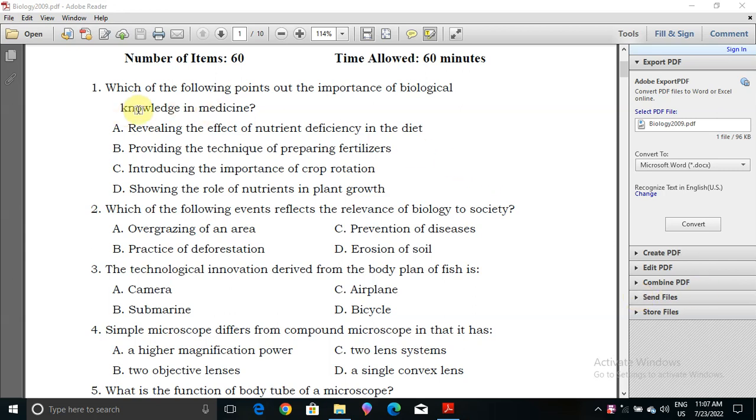It says, which of the following points out the importance of biological knowledge in medicine? Revealing the effect of nutrient deficiency in the diet, or providing the technique of preparing fertilizers, or introducing the importance of crop rotation, or showing the role of nutrients in plant growth. So the correct answer will be what? Revealing the effect of nutrient deficiency in the diet, right? Because it says knowledge in medicine. So the correct answer for question number 1 will be choice A.